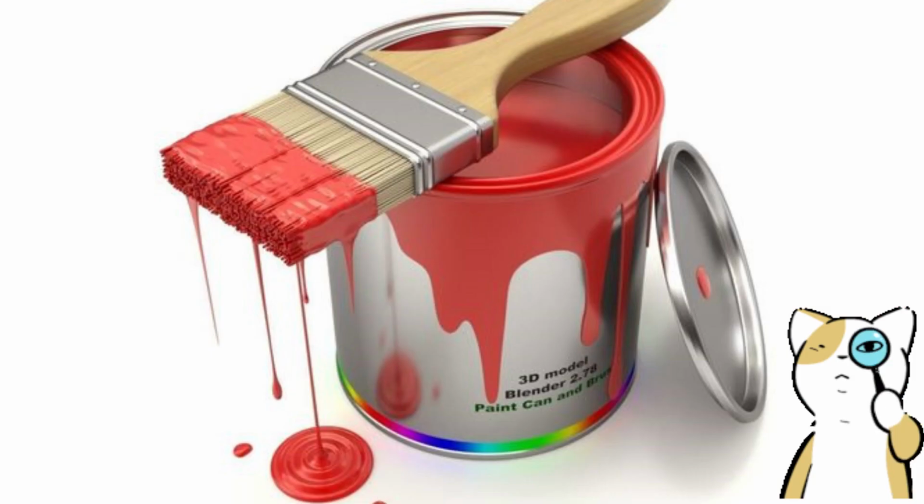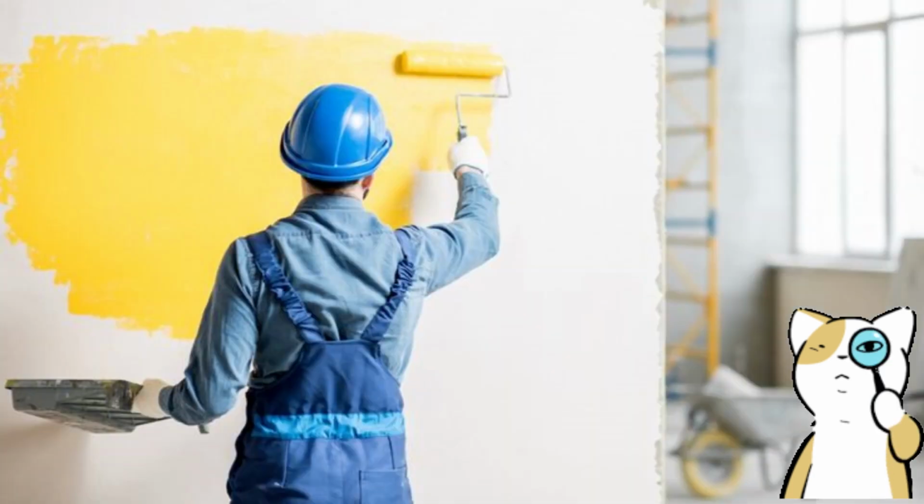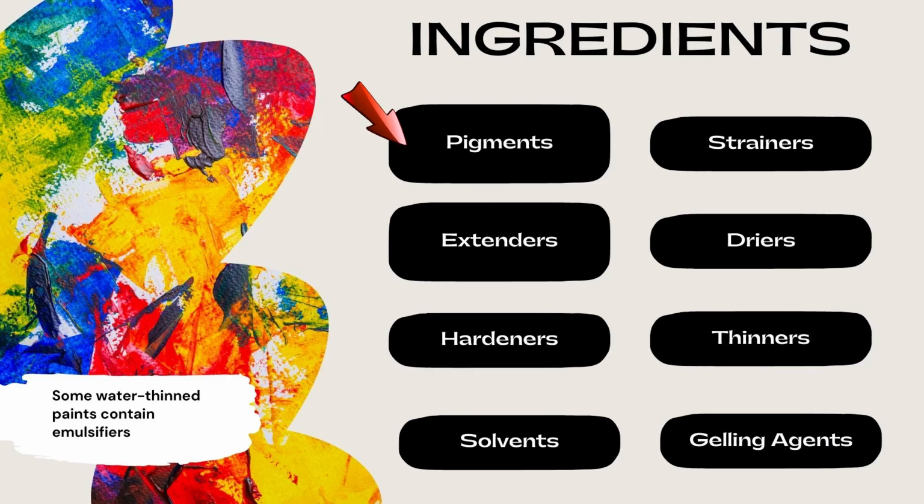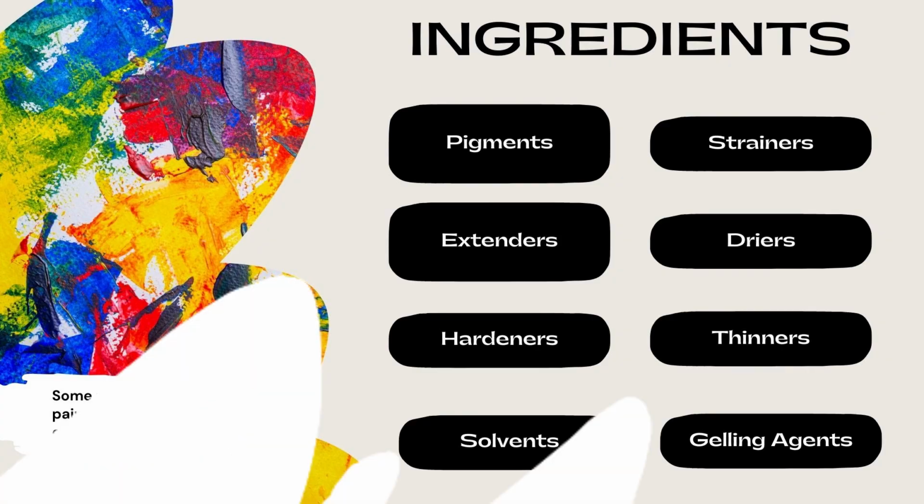Did you know that paints are thin coatings applied to surfaces in a liquid form? Paint dries and becomes a flexible solid. It's because paints contain a binder that hardens. The main ingredients of paints are pigments, strainers, extenders, dryers, hardeners, thinners, solvents, and gelling agents. And some water-thin paints contain emulsifiers.